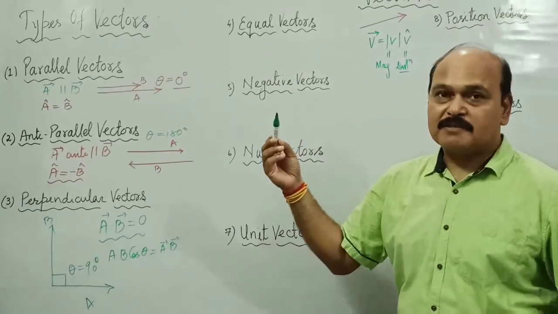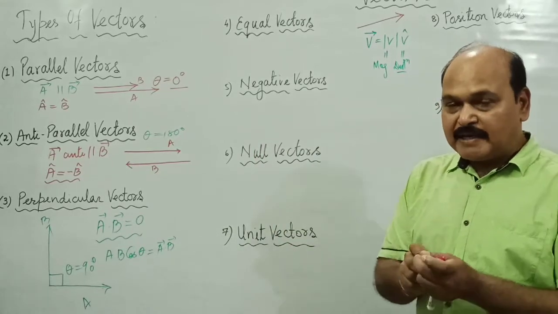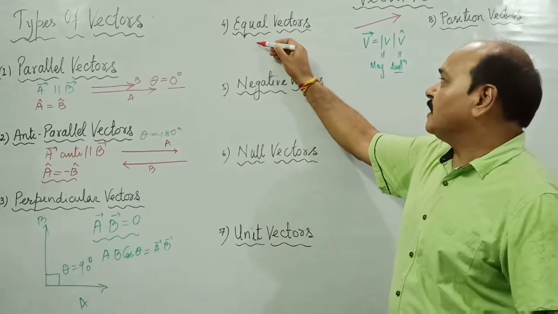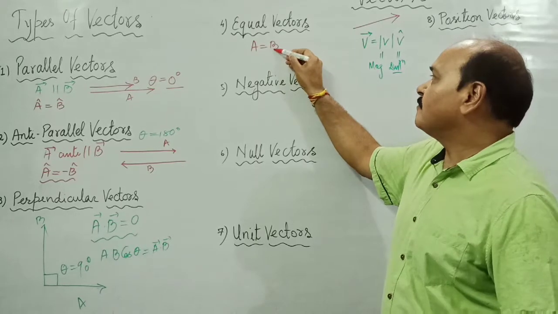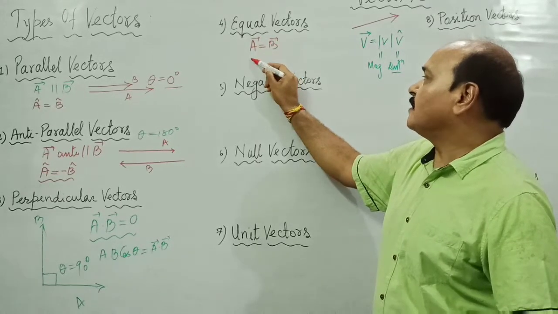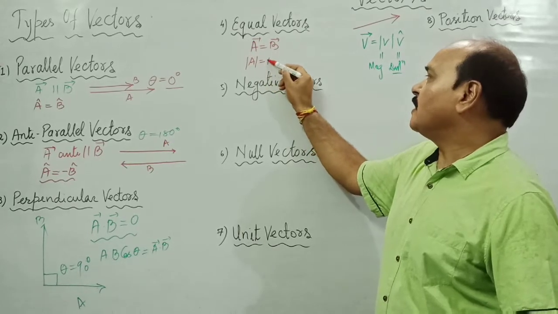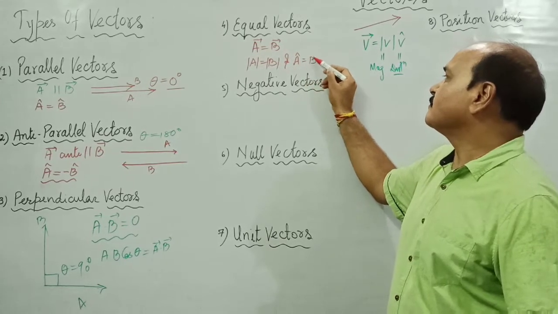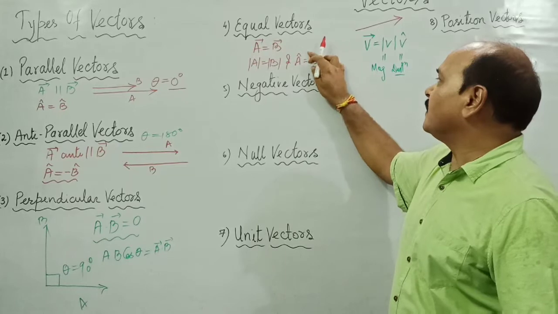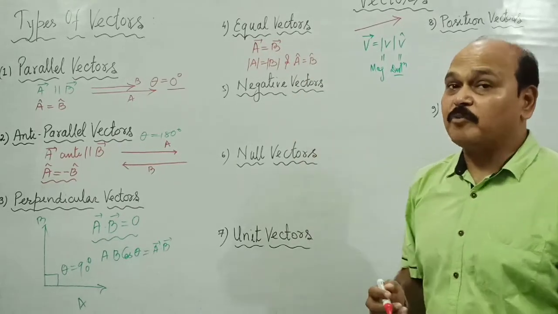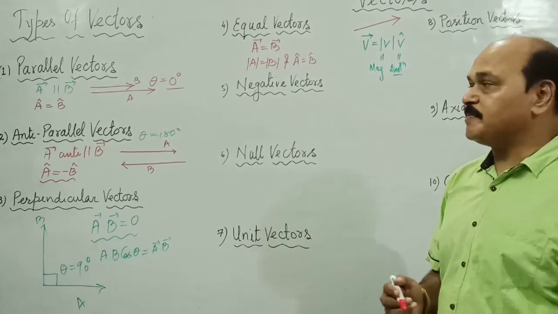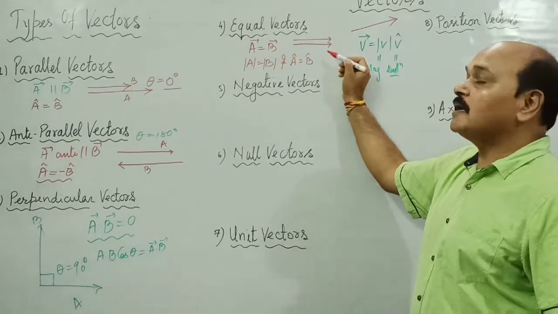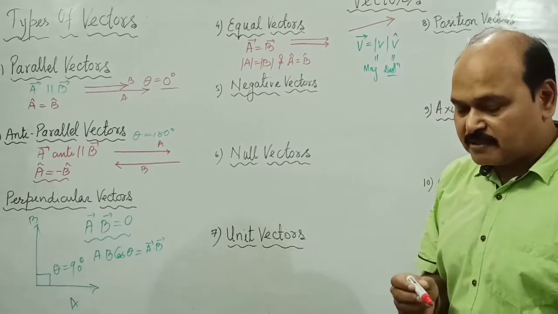Now, equal vectors. Equal vectors are those vectors which are exactly the same in all aspects. When two vectors are equal, we put a sign of equality between them, and equal vectors have their magnitudes equal, and also their directions are the same. If equal vectors are placed one above another, we can see just one, not both, because they are exactly similar in all aspects. If this is vector A, this is vector B, both are parallel and both are of equal length. This is what makes equal vectors.